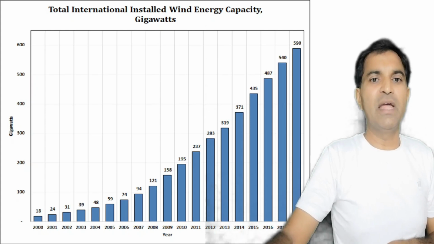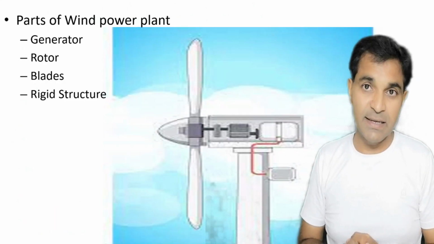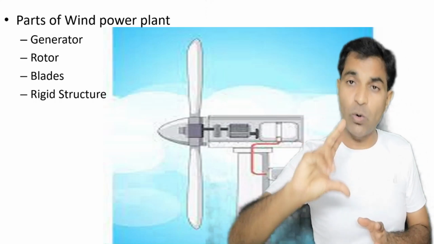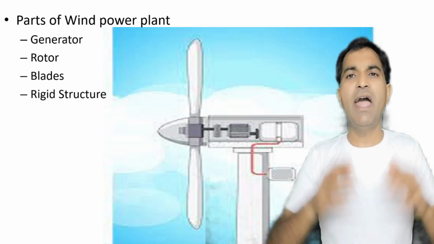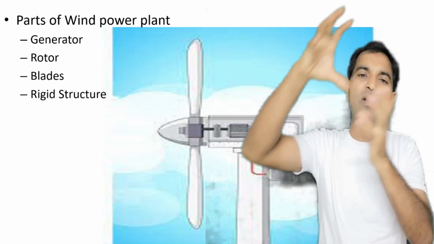That's a good sign. Now, what are the different parts of a wind power plant? Basically, a generator is there, which produces electricity. A rotor is there, which rotates the generator. Blades are there, which rotate the rotor. And a rigid structure of a tower is there, which is there to hold these items.